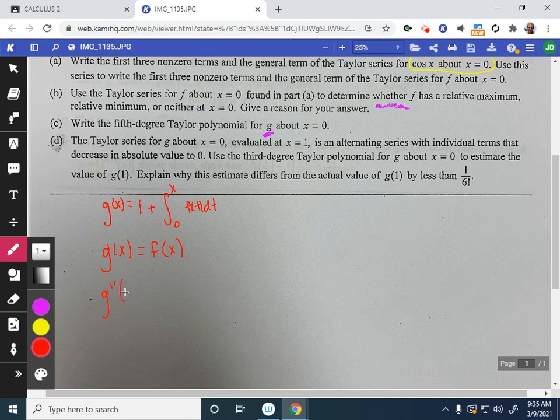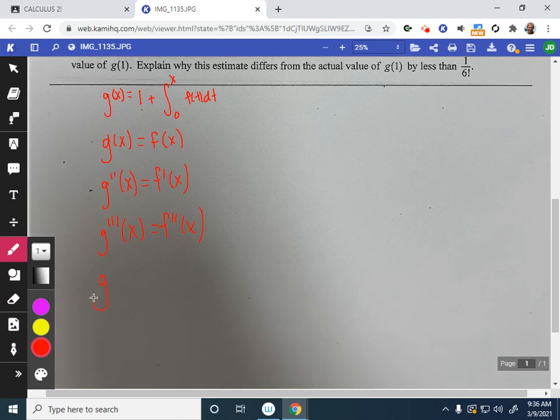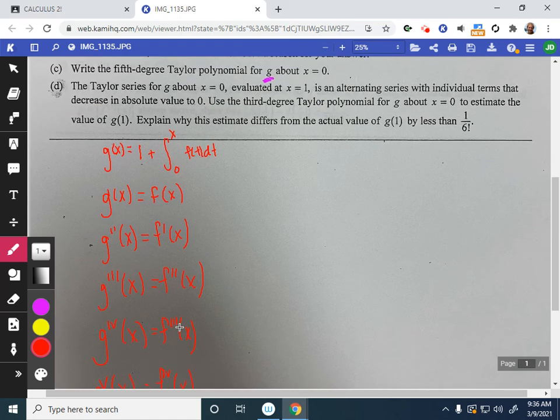The second derivative of G is the first derivative of f. The third derivative of G is the second derivative of f. And we're going to have to go all the way to the fifth because we're going to want a fifth degree term. The fourth derivative of G is the third derivative of f. The fifth derivative of G is the fourth derivative of f. Okay, so how do we go about finding that?